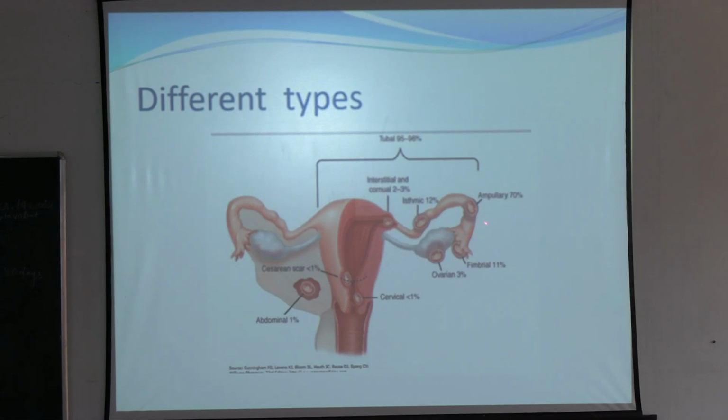Following fertilization here, the fertilized ovum is not transported along the tube, so it grows there. So 70% occurs as ampullary pregnancy, maybe at the fimbria, and ovarian is 3%, cervical occurs less than 1%, and caesarean section scar also less than 1%, and abdominal is 1%. So secondary abdominal is likely. This picture shows the incidence of different sites of ectopic pregnancy.